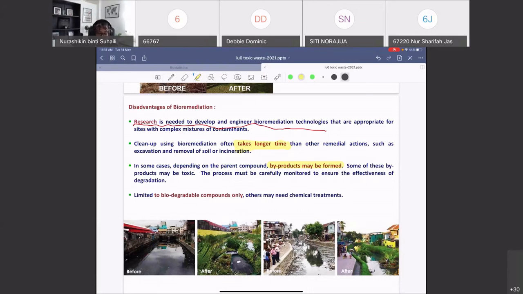Okay, so in some cases where the byproducts are toxic, that is a disadvantage of bioremediation, same as the chemical processes. Limited to biodegradable compounds only, others may need chemical treatments. Okay, so this one is subjected to studies as well. Some of the things might not yet be studied, or might not be able to be degraded by the microbes. So in that case, chemical treatments are still needed.